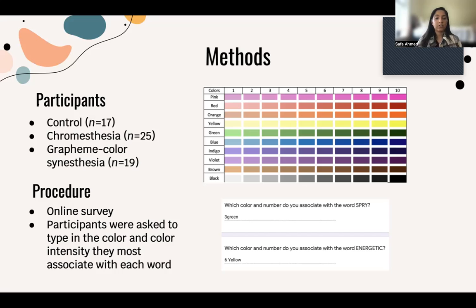So everyone was asked to type in one color and one color intensity that they most associated with each word. The color scale was a 1 through 10 numeric scale. 1 through 5 were seen as light, and then 6 through 10 were seen as darker shades.